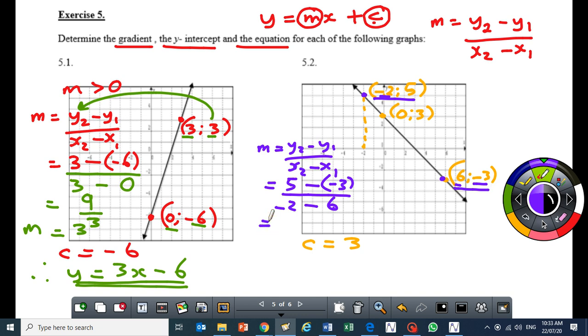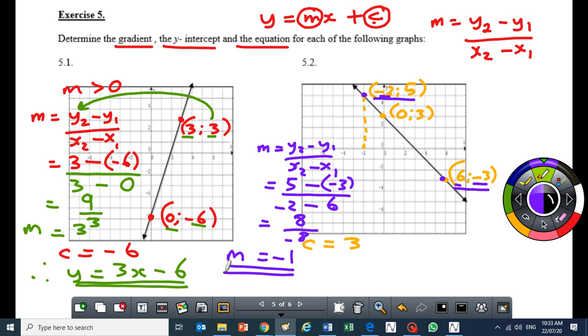Okay? And then we simplify. If we simplify, you get 8, because 5 minus 3 is 8. Then minus 2 minus 6 gives you minus 8. So your gradient is going to be minus 1. Now you can see that the straight line is slanting to the left, so the gradient is negative. So my answer here is correct.